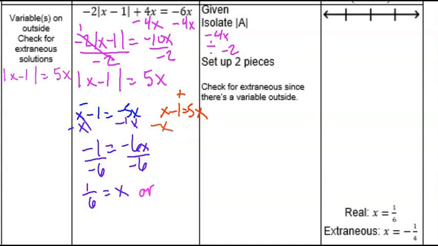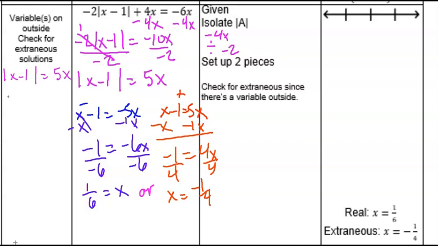subtract x from each side. Divide by 4 each side. So x equals -1/4. So we want to check both of these to see which one is real, which one's extraneous, or if they're both real or both extraneous.